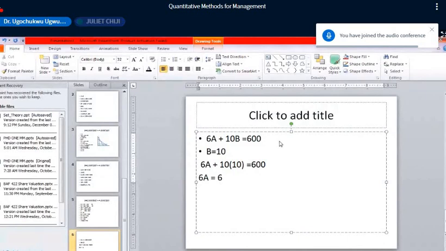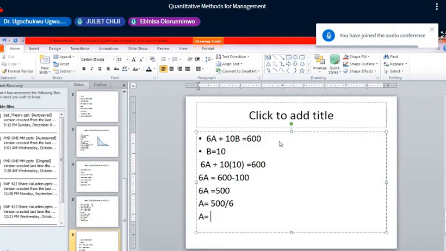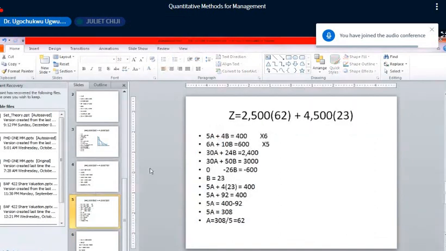So that I have 600 minus 100, so that 6A will now be equal to 500. So that A will now be equal to 500 divided by 6, which is 83. So A will be equal to 83.